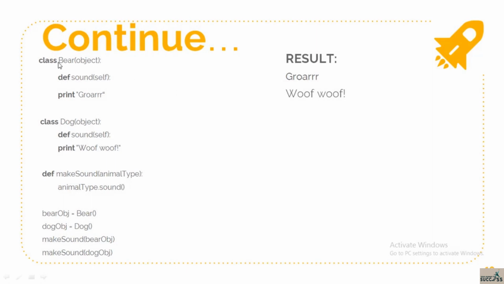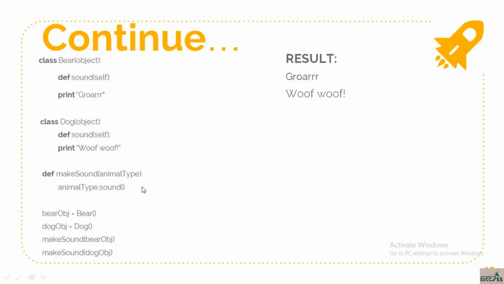Now you can see that we have two different classes. One class is known as bear and the other class is known as dog. But they have the same method, that is sound, and in the class dog we have the same method sound. Now this method on execution will print different things. That is, the bear will have its own sound while the dog will have its own sound.